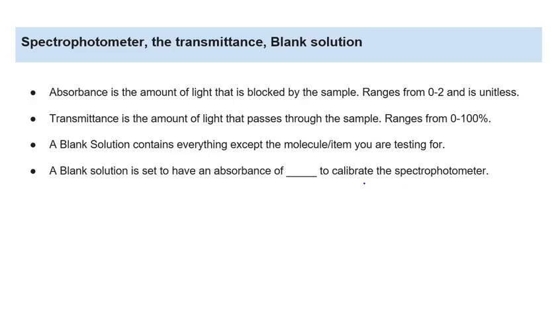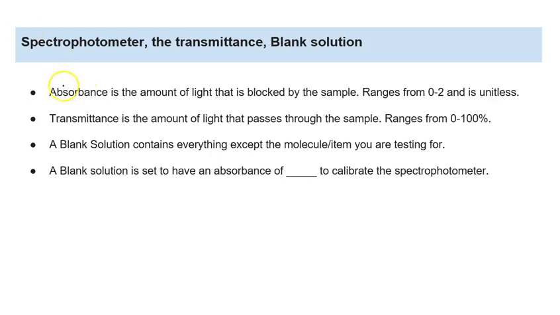Okay, so then we have to know the spectrophotometer and some of the terms like transmittance, blank solution, and also absorbance. The spectrophotometer, which we discussed before, is a device that we use to measure the absorbance and transmittance of a solution. But what does absorbance mean? Absorbance is the amount of light that the sample is going to block. And transmittance is the amount of light that passes through the sample.